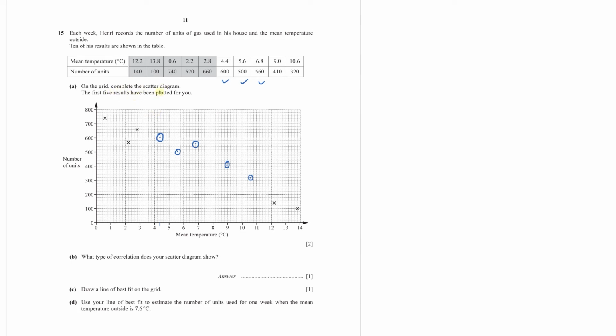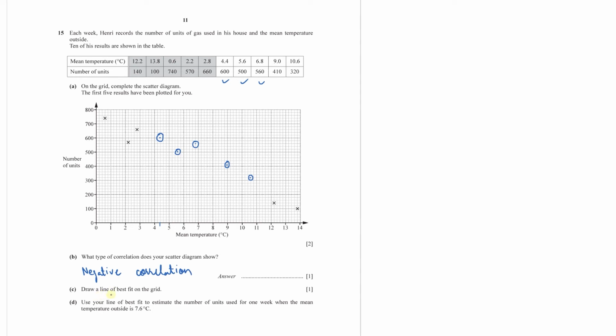So you have completed the scatter diagram now. So what type of correlation does your scatter diagram show? If you look at the x-axis, your temperatures are increasing, but the number of units of gas used is decreasing. So one value is increasing, the other value is decreasing. So it's a negative correlation.